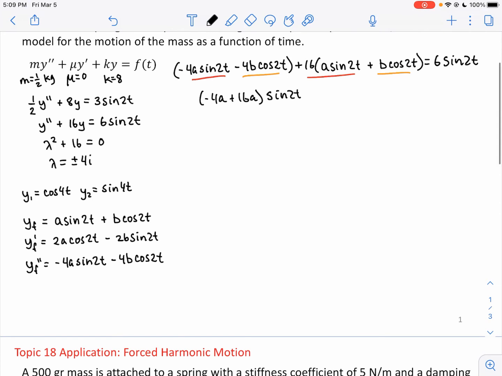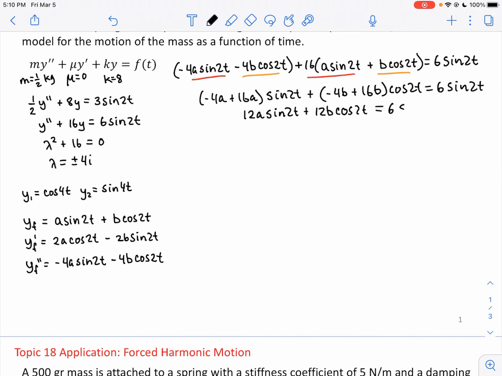Now focusing on the orange, the coefficients would be negative 4b, and then plus 16b. Don't forget to distribute. This 16 here needs to distribute to that b. So 16b, and that's going to be times cosine 2t, and this needs to be equal to 6 sine 2t. All right, well this simplifies nicely to just a clean 12a sine 2t plus a 12b cosine 2t has to be equal to 6 sine 2t.